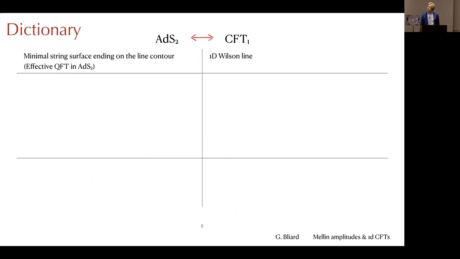Finally, in this introduction, I would want to talk a bit about the holographic dictionary in this case. So this dictionary is a bit particular because the gravity side is non-gravitational. So the anti-de Sitter space is a minimal string surface ending on the line contour, which defines the one-dimensional Wilson line. And we have an effective quantum field theory in AdS2.